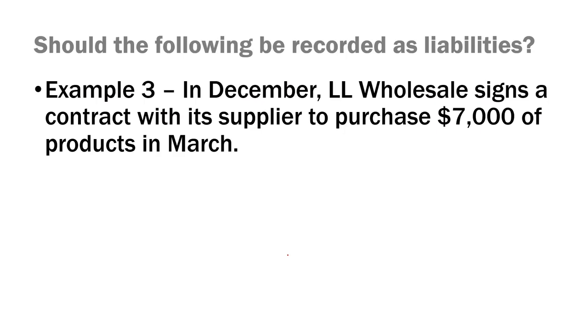Is a future payment probable? Well, assuming that it actually purchases the $7,000 of products in March, then yes, a future payment would be probable. Can the amount of the obligation be estimated? Yes, $7,000. Has the event that caused the obligation already occurred? Well, no, it hasn't. The obligation to pay $7,000 to its supplier only arises when LL Wholesale purchases those products. So at this point, the company would record no liability.